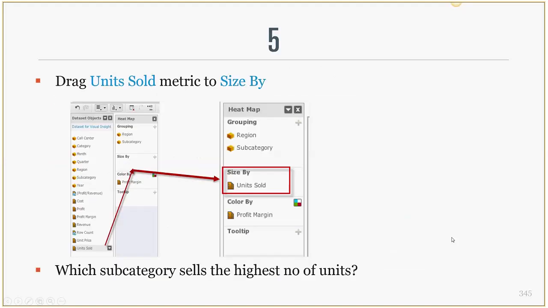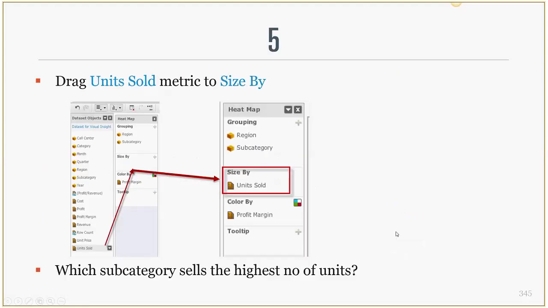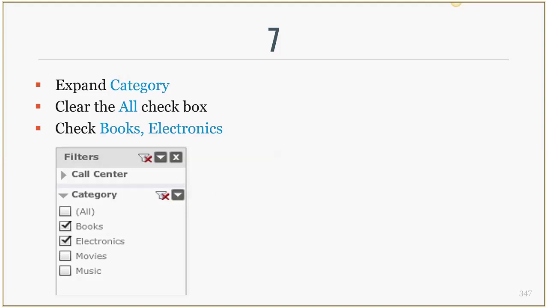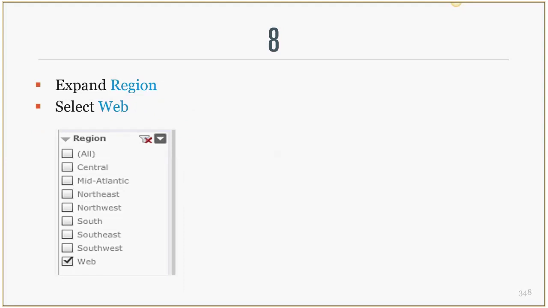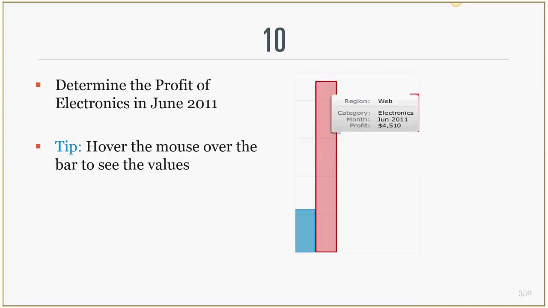We are going to change the size from metric 1 to, let's say, metric 2, and we're going to answer another question. Then we are going to go to the second panel in that layout, and we are going to see the filters pane, and we are going to select two specific categories. We are going to then change the visualization to a vertical bar cluster, and we are going to answer a question over here.